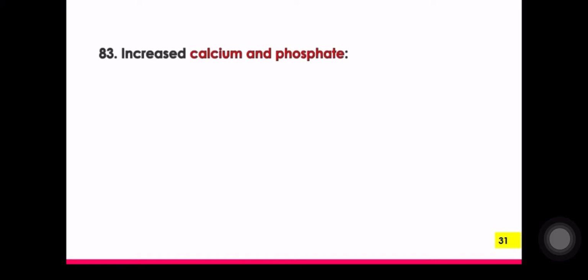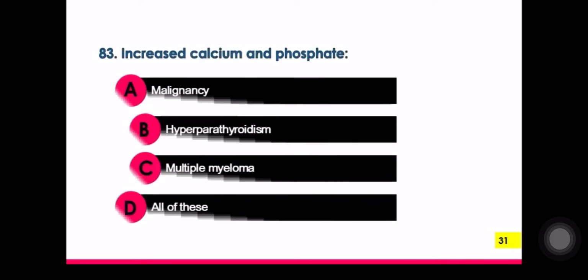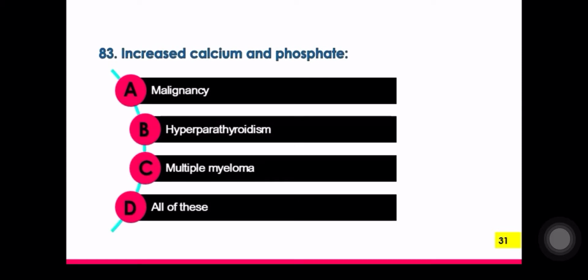Okay, for number 83, increased calcium and phosphate po. Anong condition associated? Is it letter A, malignancy, letter B, hyperparathyroidism, letter C, multiple myeloma, or letter D, all of these po? Again, increased calcium and phosphate po is associated with multiple myeloma po.